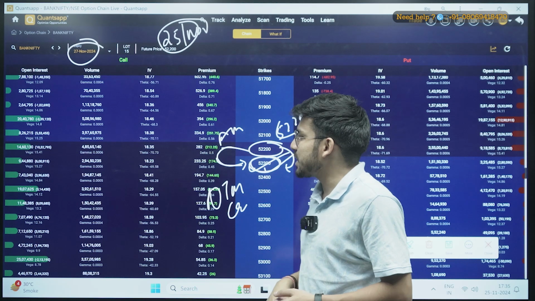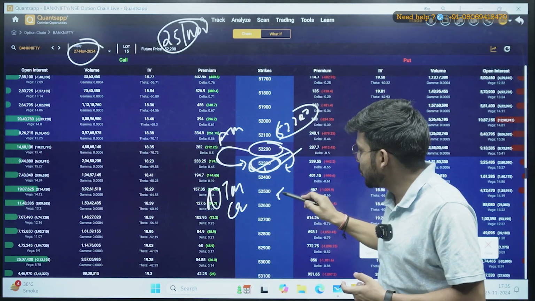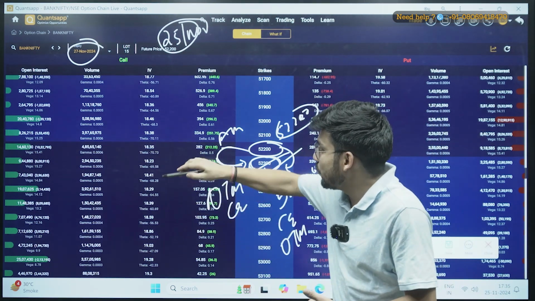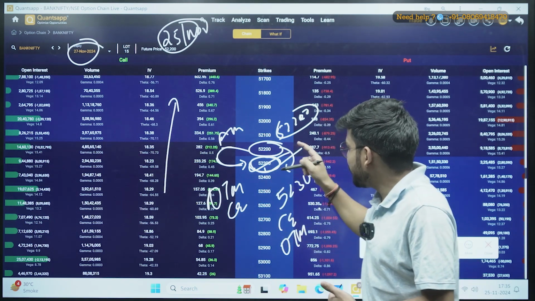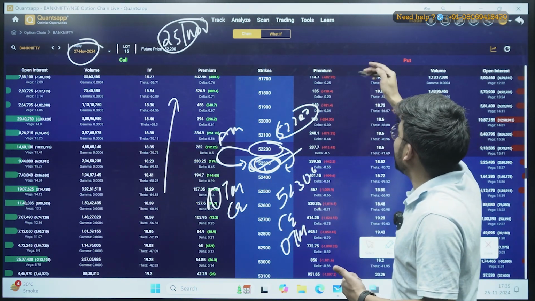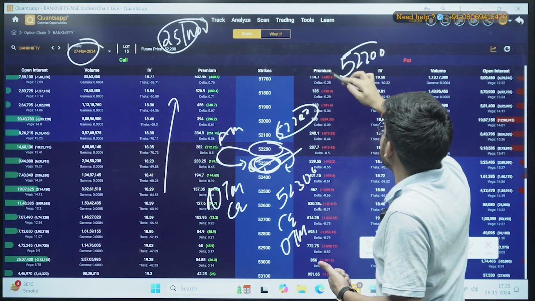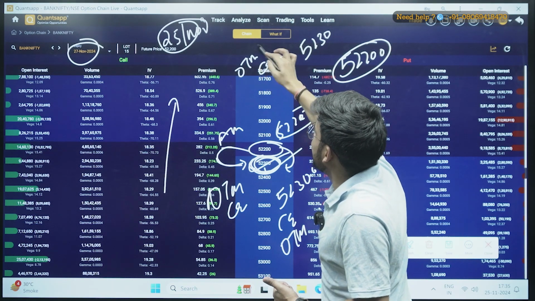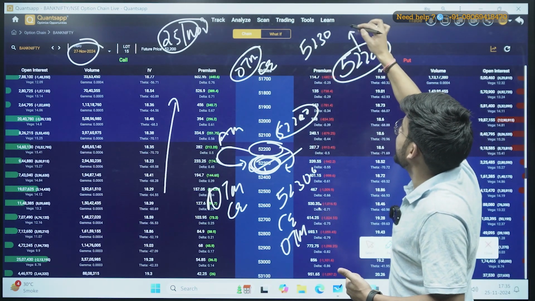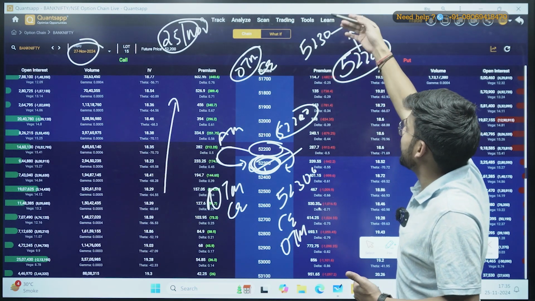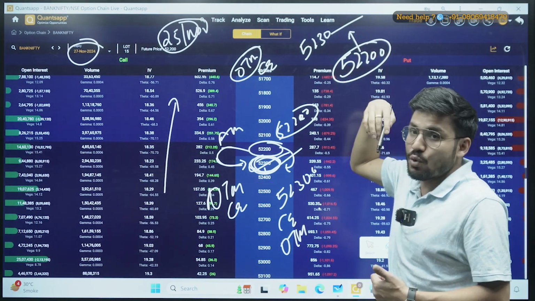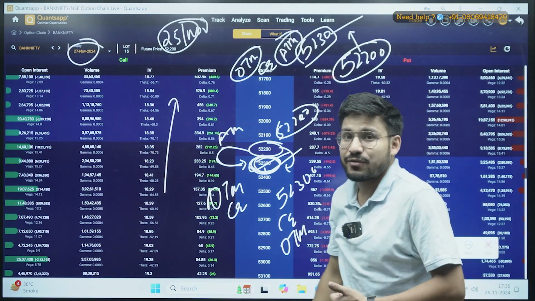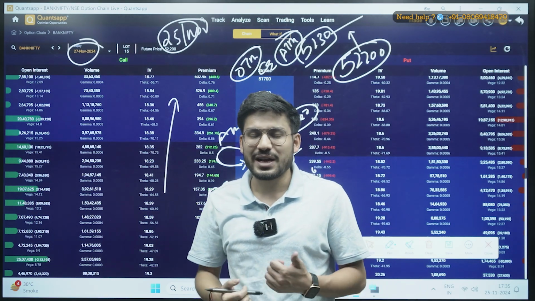Why? Because if I am buying the 52,300 call option, that is my OTM, and my market moves with my sentiment in the upward direction, and I am making a view that my market will move above this strike price, then this strike price will now become the ATM, so at that point of time I will have a benefit of gamma here, right? So I will have a benefit of gamma here.